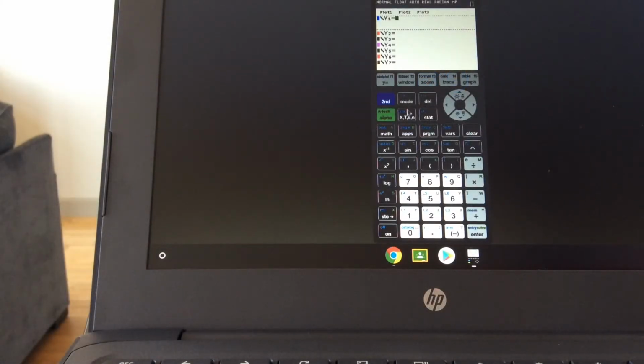Let's type in our polynomial, x cubed plus 4x squared minus 27x minus 90. All right, make sure we typed it in correctly. x cubed plus 4x squared minus 27x minus 90. We'll start with our regular window, zoom standard, option 6.